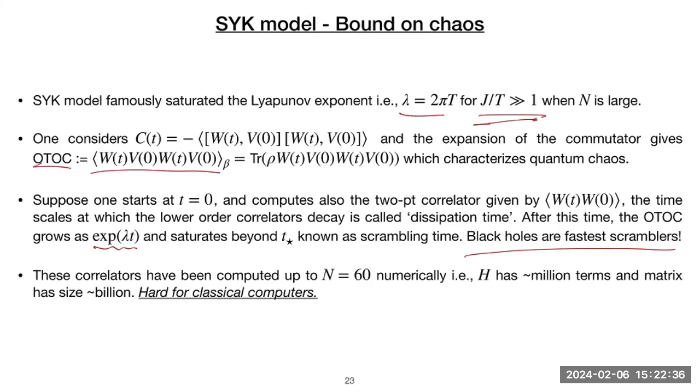These things have been computed very nicely for SYK model up to n equal to 60, which is nowhere close to what we are going to do in the near term with the quantum computers. For example, n equal to 60 has a Hamiltonian with a million terms, and the matrix is billion by billion. It's hard, but you can still do it.